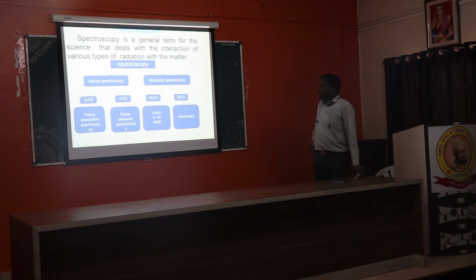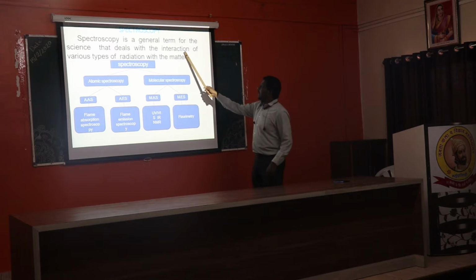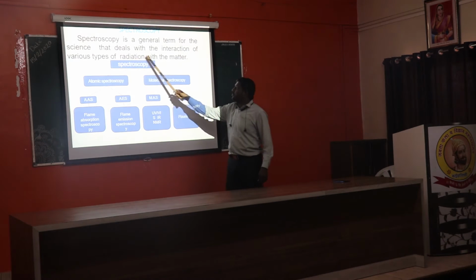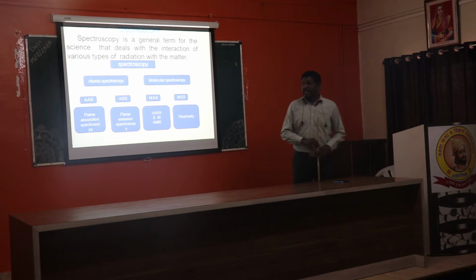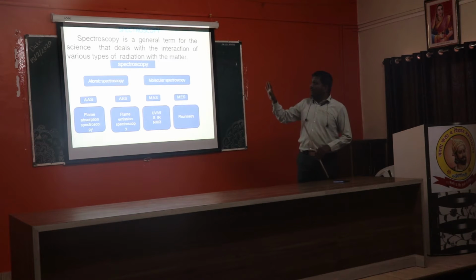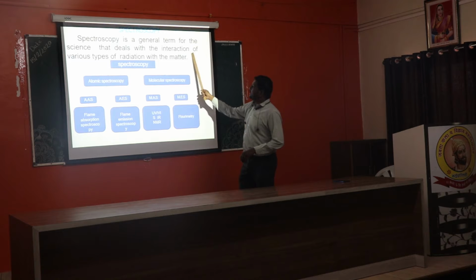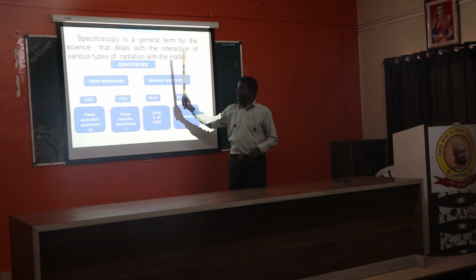Spectroscopy is the general term for the science that deals with the interactions of various types of radiation with the matter. So what is the important term there? The matter and interactions of radiation. So we come to know that spectroscopy is the general term which includes the interactions of various types of radiation with the matter. So matter is very important.